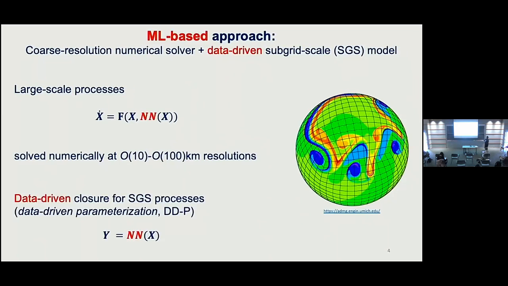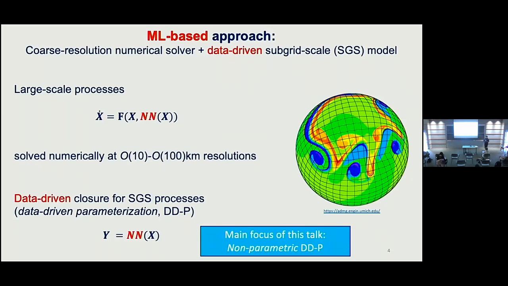And so in the past few years, there has been a lot of interest in what machine learning can do. There are different ways that machine learning can be used. For example, machine learning methods can be used to better estimate some of the parameters in the existing subgrid scale models, but also a different approach, like the one that Laura is pursuing, and that's what we are pursuing, is to leave it to the machine learning method, like a neural network, to learn the relationship between X and Y in high resolution, high fidelity data, and then we use that in the low resolution numerical model. So the focus of my talk would be this kind of non-parametric data-driven parameterization.